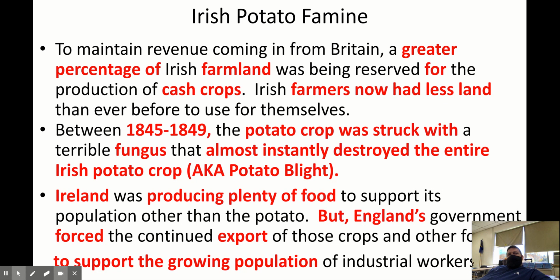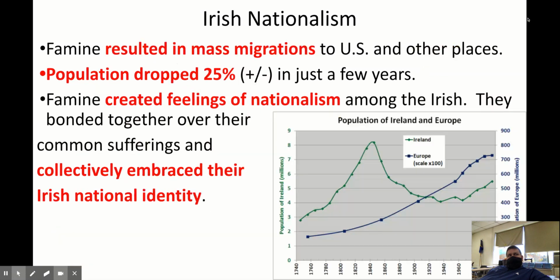So when we go back and look at England and Ireland and their relationship, this is a significant chapter in that story and why they don't get along very well. Okay, this is a big part of that. So even though they're starving to death and there's food all around them, they're not allowed to have any of it because that food is needed by England to support the growing industrial population. Okay, we have one more slide.